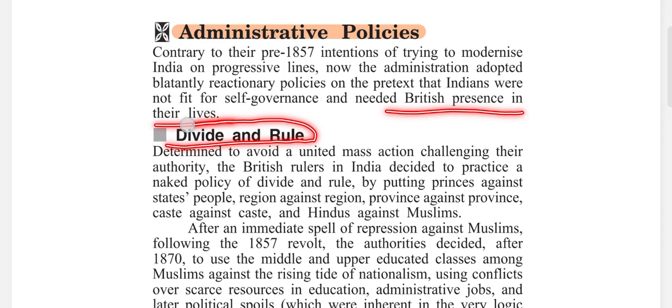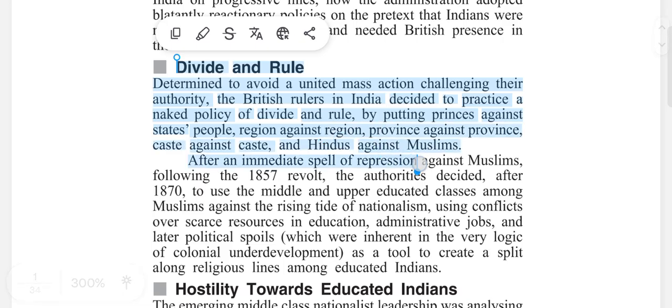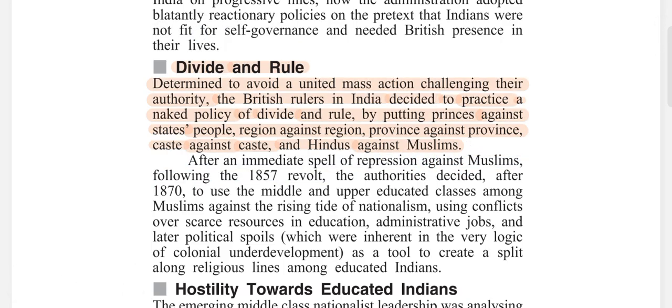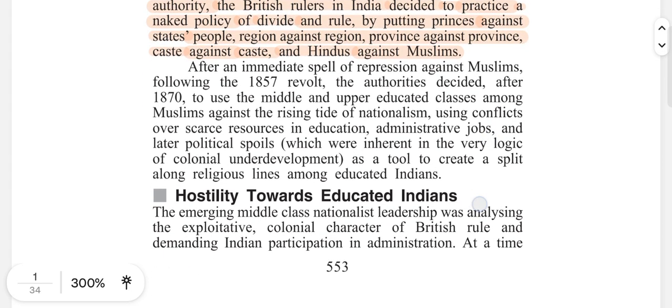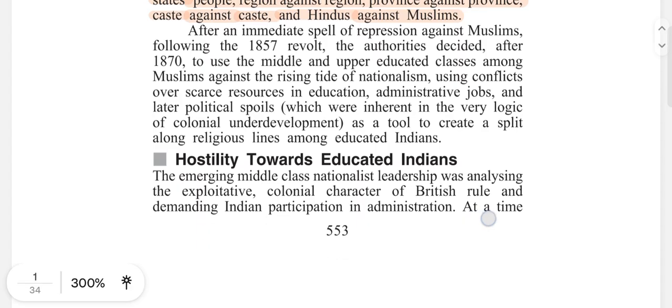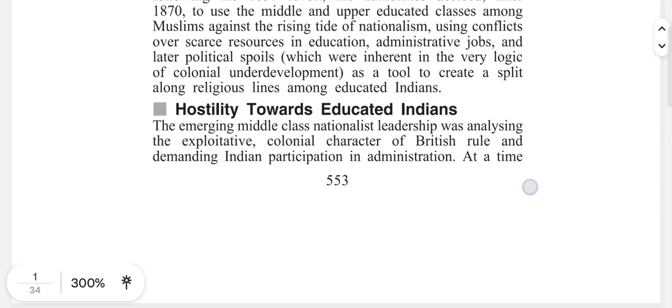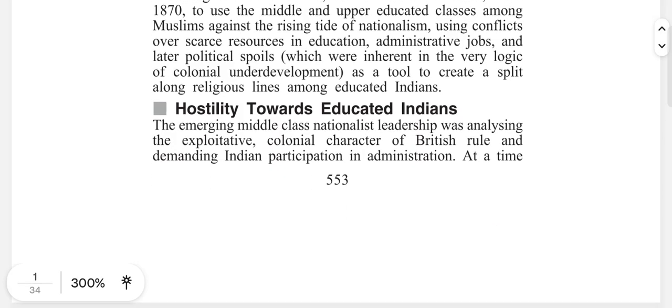Determined to avoid a united mass action challenging their authority, the British rulers in India decided to practice an active policy of divide and rule by putting princes against states, people, region against region, province against province, caste against caste, and Hindus against Muslims. After an immediate spell of repression against Muslims, following the 1857 revolt, the authorities decided, after 1870, to use the middle and upper educated classes among Muslims against the rising tide of nationalism, using conflicts over scarce resources in education, administrative jobs, and later political spoils, which were inherent in the very logic of colonial underdevelopment, as a tool to create a split along religious lines among educated Indians.